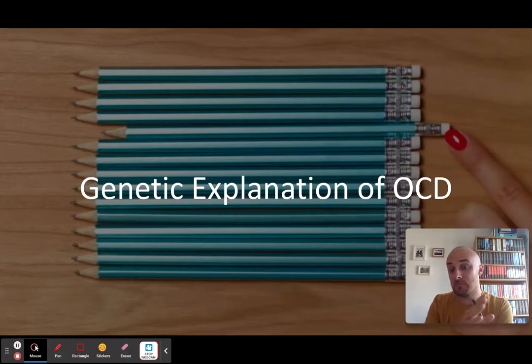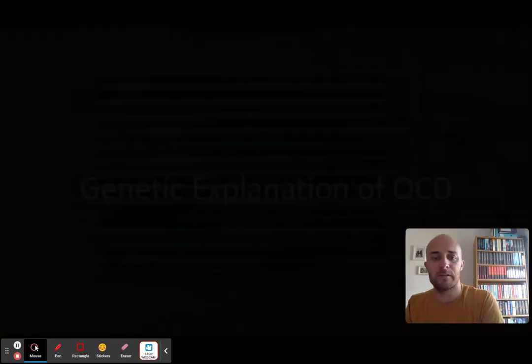So at most, a good evaluation for this, a fantastic evaluation for this, is that the genetic explanation is only a partial explanation because it explains the predisposition to the disorder, but it doesn't explain the trigger of the disorder, which is the environment. So this is not a whole explanation. It's only ever a partial explanation.